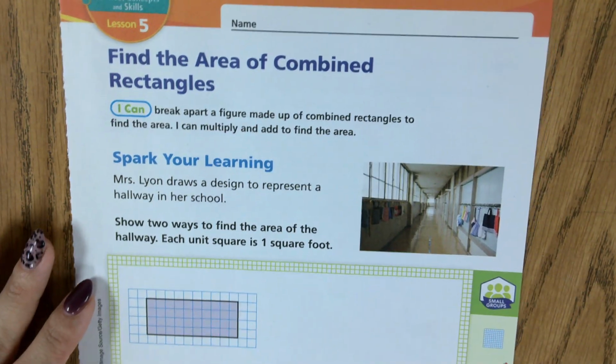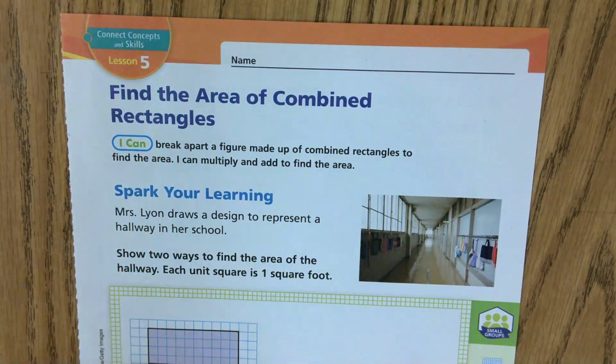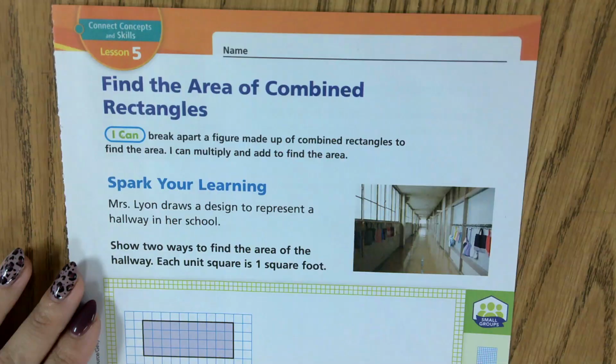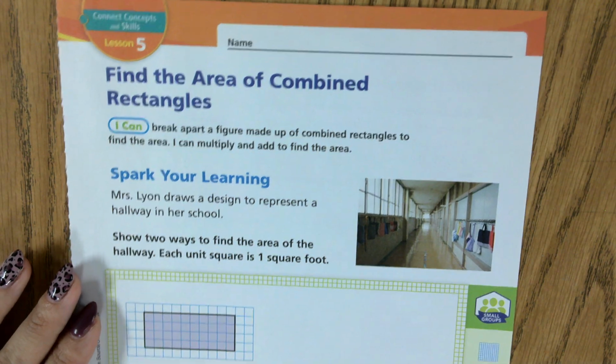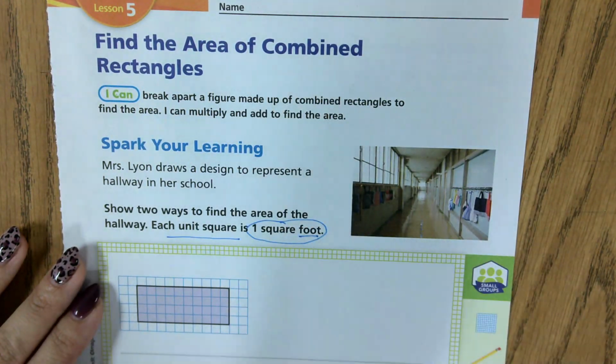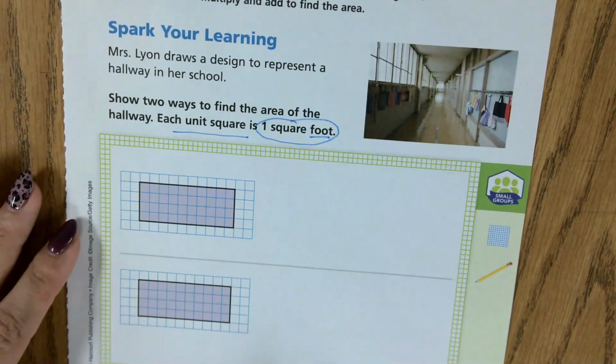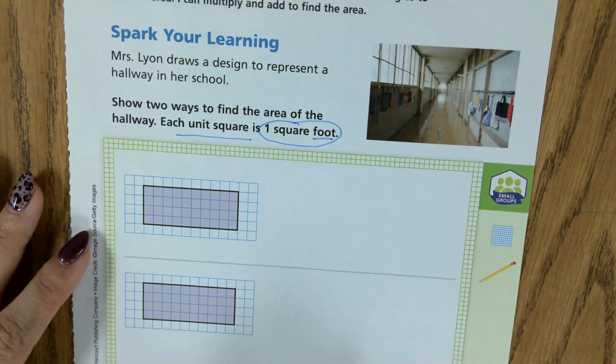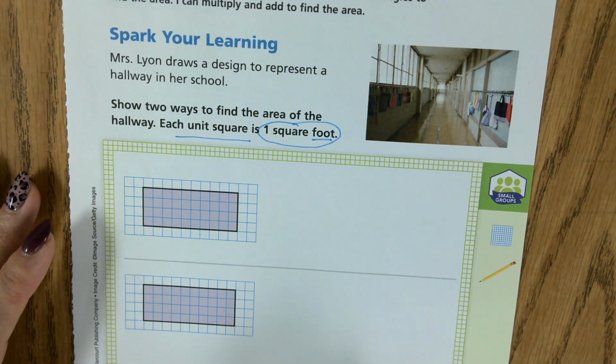Thank you. All right, so we are going to be doing lesson 5, find the area of combined rectangles. What that means is we're going to be combining them together. So starting off, Mrs. Lyon draws a design to represent a hallway in her school. It says each unit is 1 square foot.